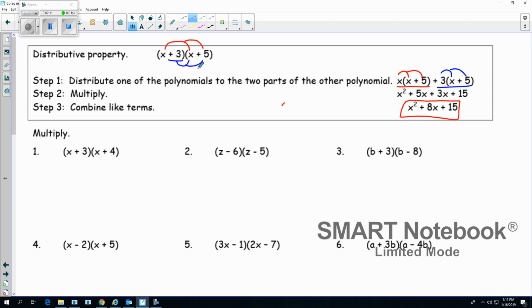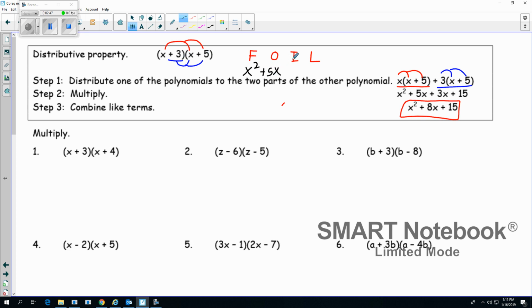Another way of doing this, something you've probably heard of before, is called the FOIL method. The way that works is you multiply the first two terms together. That's what the F stands for, so first. So x times x, the first term of each binomial, you get x squared. Then the O stands for the outer terms. So you look at this and you look at the two outside terms. So x times 5, that's positive, so we're going to put it as a plus 5x.